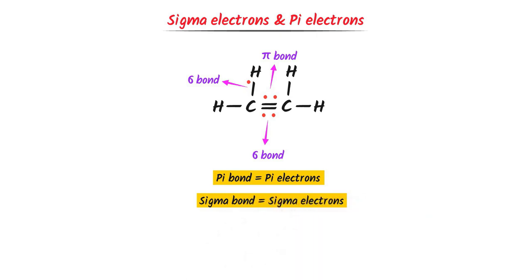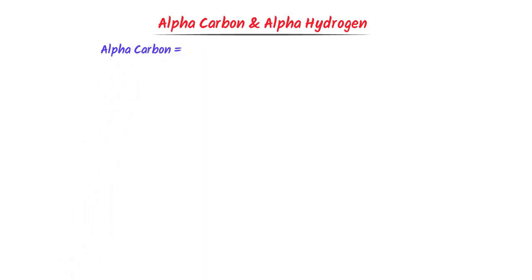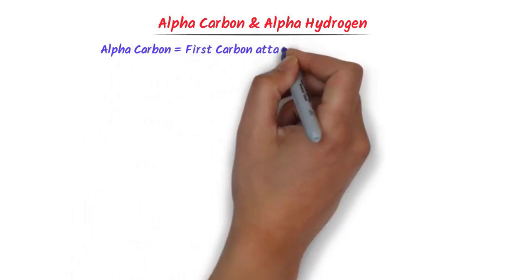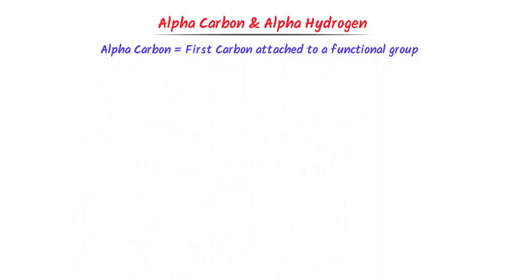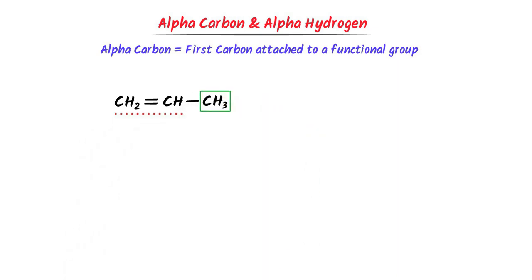The second important concept which you must learn is alpha carbon and alpha hydrogen. We define alpha carbon as the first carbon atom attached to a functional group. For example, consider this organic compound. Here, the functional group is alkene. This is the first carbon attached to the functional group. Hence, it is alpha carbon. These three hydrogens are linked to the alpha carbon. Hence, these are three alpha hydrogens.